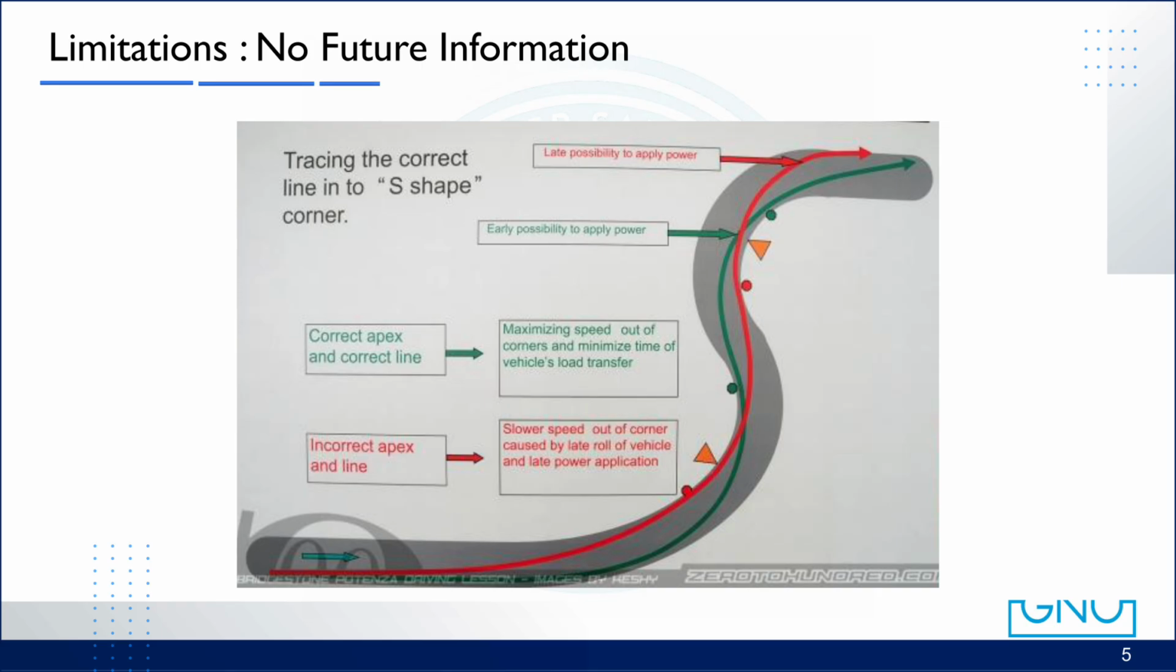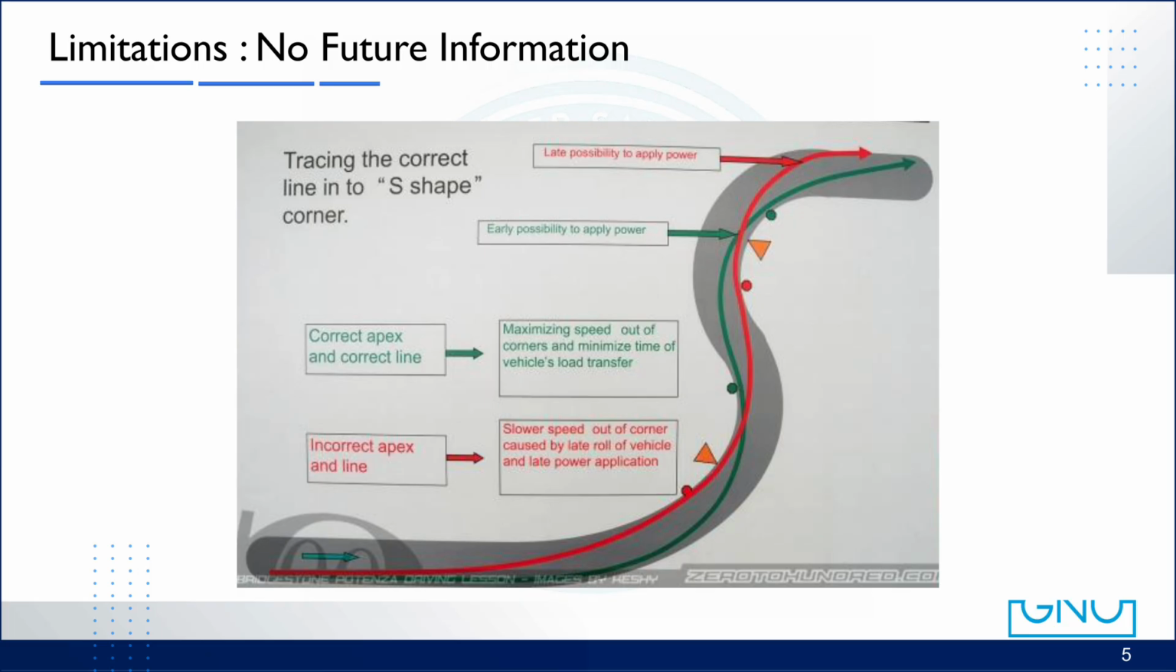On this slide, we see a more concrete example of why future information matters so much. In the diagram, there are two possible paths through an S-shaped corner. Both the red line and the green line follow an optimal path through the first turn. However, only the green line positions the car correctly for the second turn. The red line takes a line that looks good at the beginning, but it results in a poor position for the next corner, requiring slower speeds and delayed acceleration.